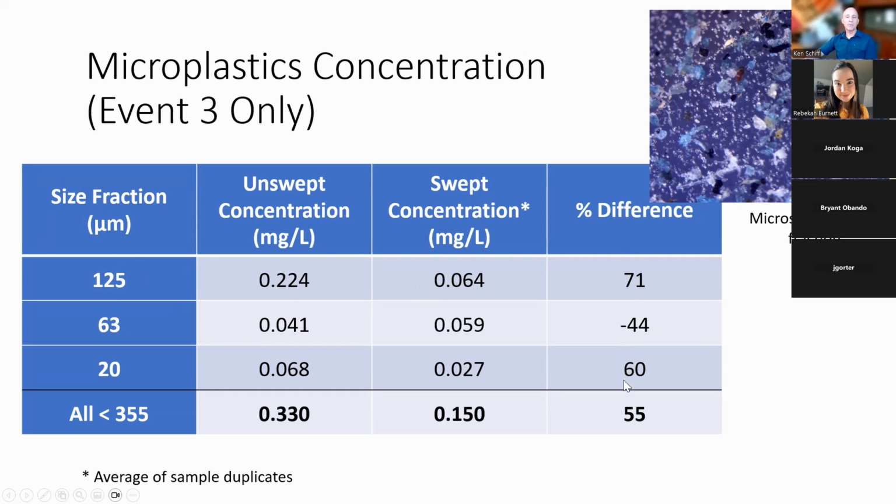And if you combine basically all of the smaller size fractions, sweeping can remove up to half the microplastic concentrations. So, pretty impressive. This is some of the only data of its type available. So we were pretty encouraged.